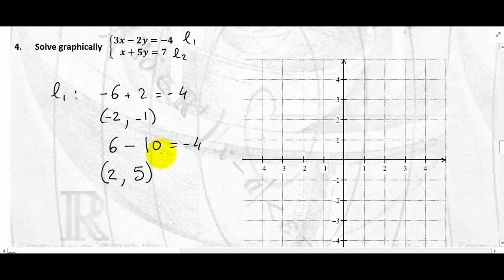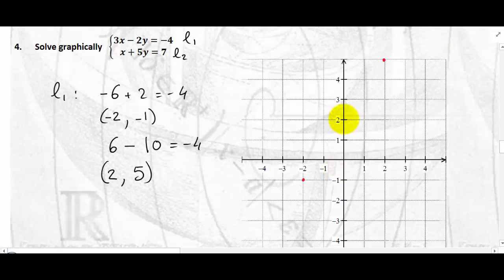All right, so let's plot these 2 points. Negative 2, negative 1, and 2, 5. Oh, I'm right outside right here. Okay, and now, as I said, you really have to be precise to graph that. So let's graph it here.